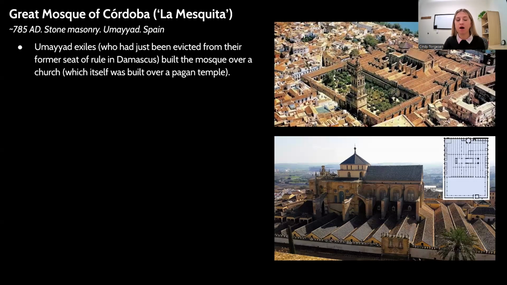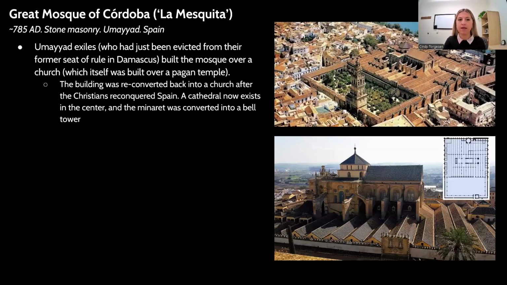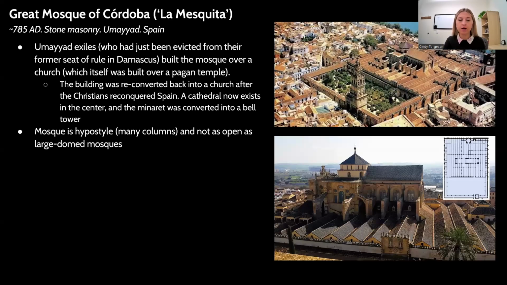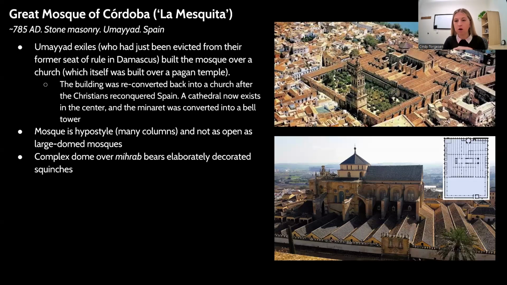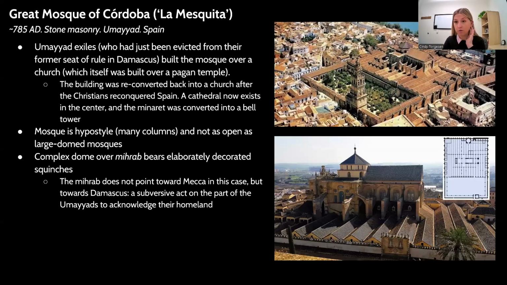And they built this mosque over the church, which was built on top of a pagan temple. So again, it was reconverted into a Christian church later. The mosque is a hypostyle hall, which we've talked about. And then we have the mihrab, with a dome on top of it, which we're going to look at in just a minute, and then elaborately decorated squinches, which remember are sort of like the area that connects the dome to the wall supporting structure underneath.